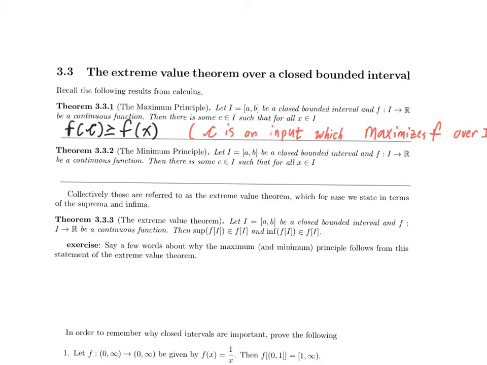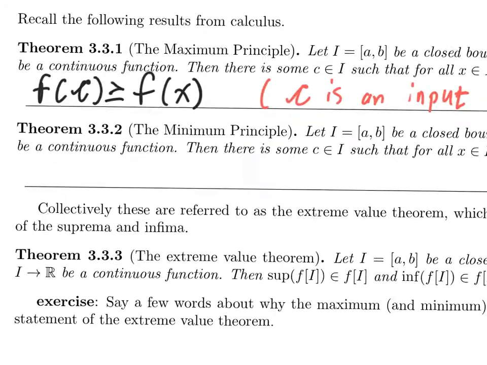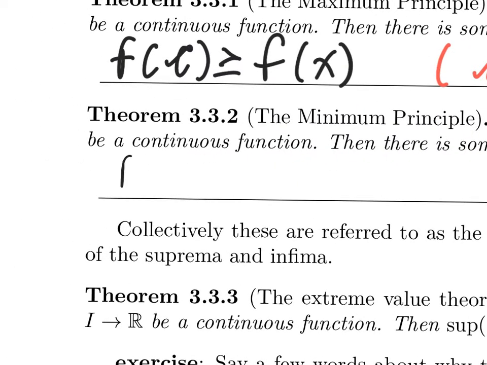Similarly, there's a minimum principle. Let I be a closed bounded interval and f from I to R be a continuous function. Then there's some c in that closed bounded interval which instead minimizes the function. That is, it satisfies the conclusion that f of c is less than or equal to f of x.